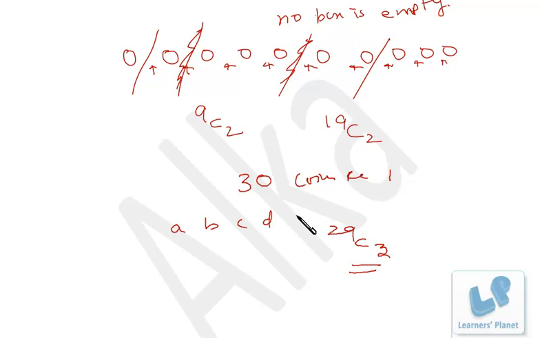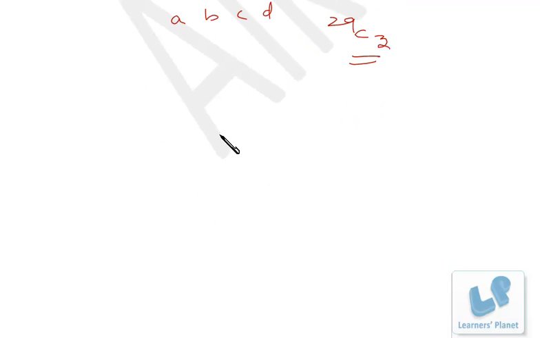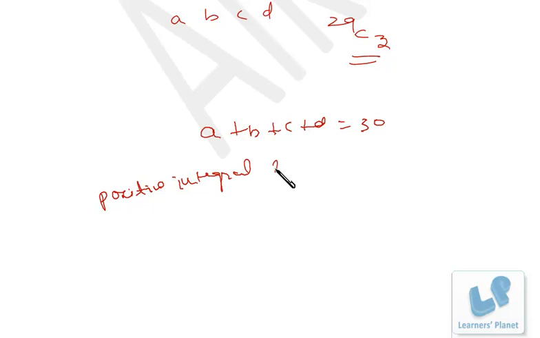Another way of asking this problem is: how many positive integral solutions will be there for this equation? The same concept we are using over here. Positive integral solution means 0 is not at all accepted and negatives are not at all accepted, right? So the same logic you can apply over here.